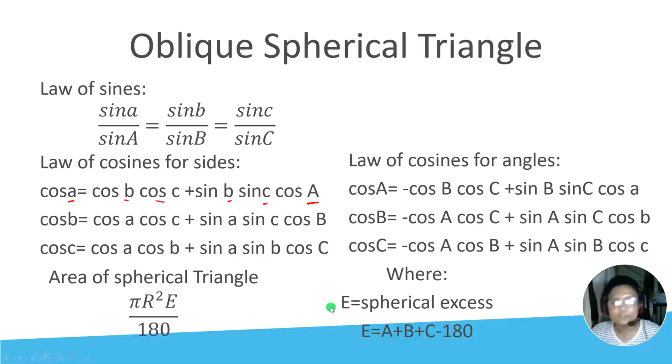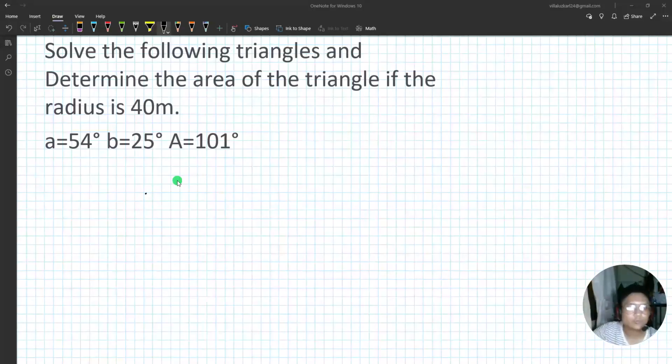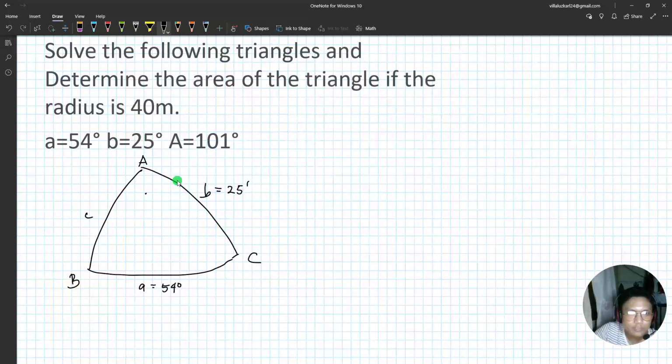Let's solve an example here. Solve the following triangles and determine the area of the triangle if the radius is 40 meters. First, draw the figure. We have here a right spherical triangle, say this is A, B, and C. Side A, side B, side C. Side A is 54 degrees, then we have side B, 25 degrees, and 101 degrees for angle A.